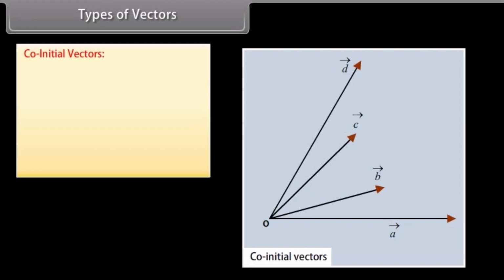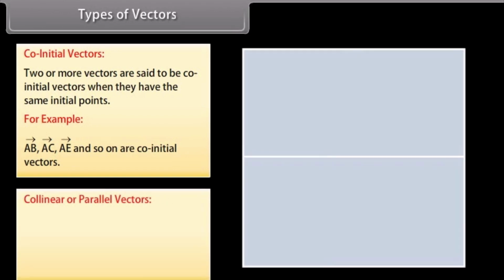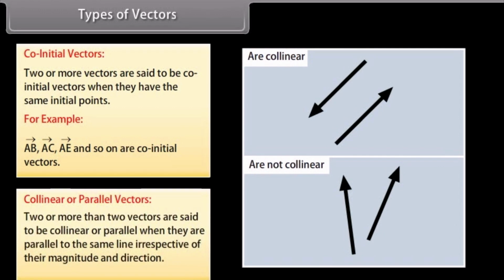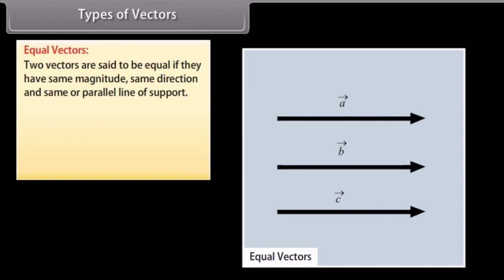Co-initial vectors. Two or more vectors are said to be co-initial vectors when they have the same initial point. For example, vectors AB, AC, AE, and so on are co-initial vectors. Collinear or parallel vectors. Two or more vectors are said to be collinear or parallel when they are parallel to the same line irrespective of their magnitude and direction. Equal vectors. Two vectors are said to be equal if they have same magnitude, same direction, and same or parallel line of support.